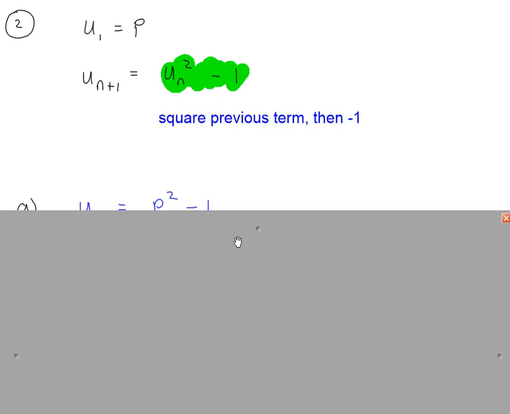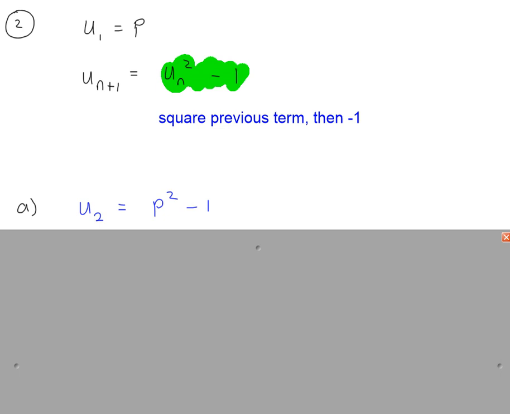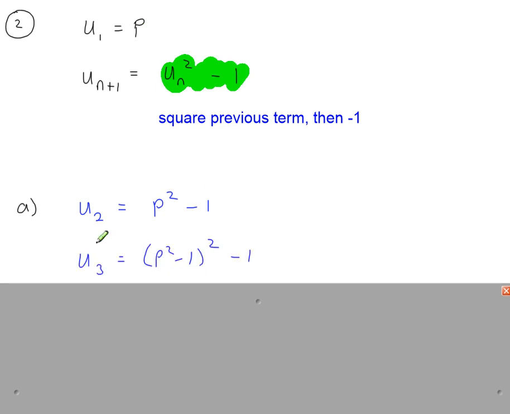Example 2. The first term in a sequence is p. To work out the next term, we take the previous term and we square it first, and then we subtract 1. So to work out the second term, you take the previous term, which is u1, which is p, you square it, and you minus 1. To work out the third term, you take the previous term, which is p squared minus 1, in brackets, you square it, you minus 1.